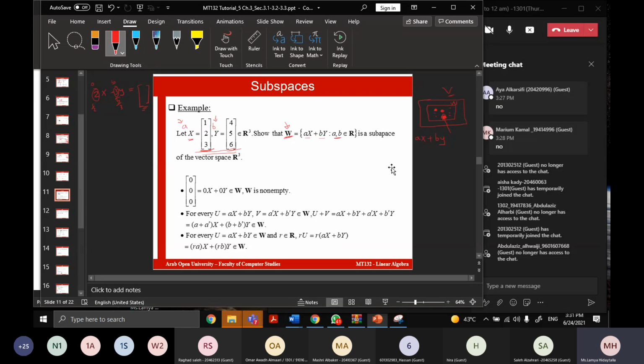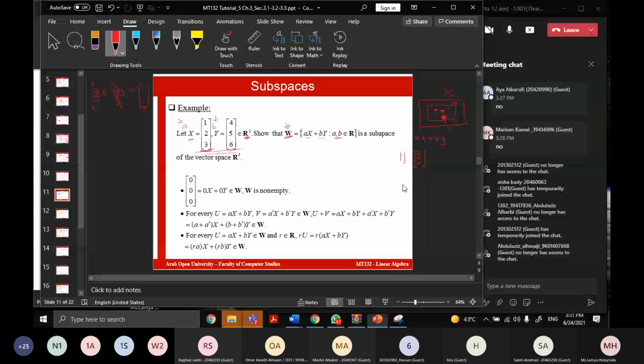Again, we said that to prove it is a subspace we have to prove three things. The first one: it is not empty and it contains the zero vector. We are in R3, so the elements should have three components, correct? Does the element 0 0 0 belong to W or not? We have to see that. Yes, it should be there.